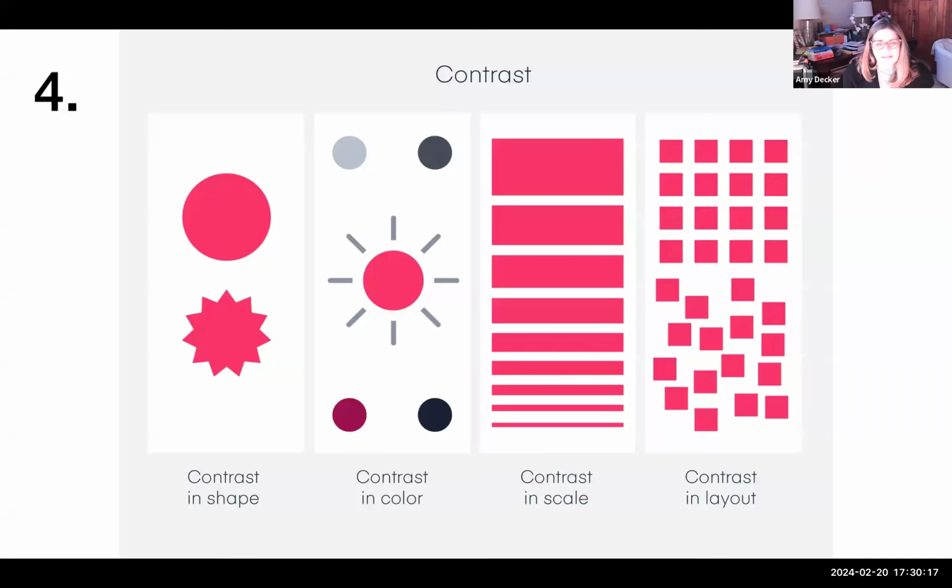Here's contrast. Contrast is the difference between 2 or more objects in a design. The difference in objects could be light and dark. It could be thick and thin, small and large, bright and dull. It could be contrast in shape, in color, in scale, and in layout. Contrast is most commonly associated with readability and accessibility.